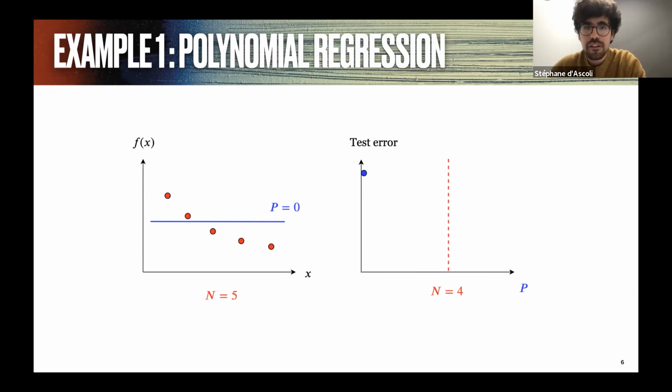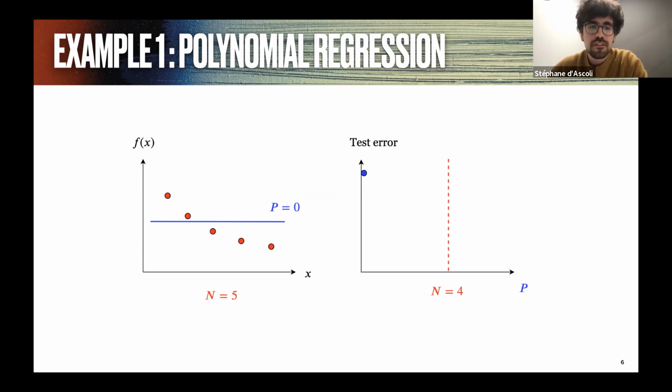First of all, I'm going to give you some very basic intuition on why we can observe this kind of curve, starting from the most basic kind of learning model we could imagine, which is polynomial regression. Here, we're going to take N equals 5 data samples, and then P is going to be the degree of the polynomial we're fitting, so the number of coefficients we have to learn.